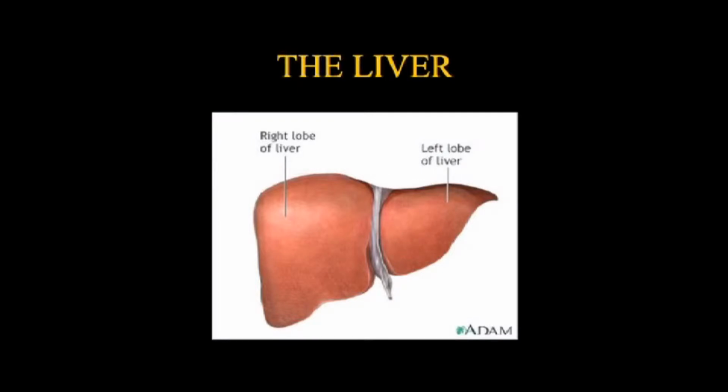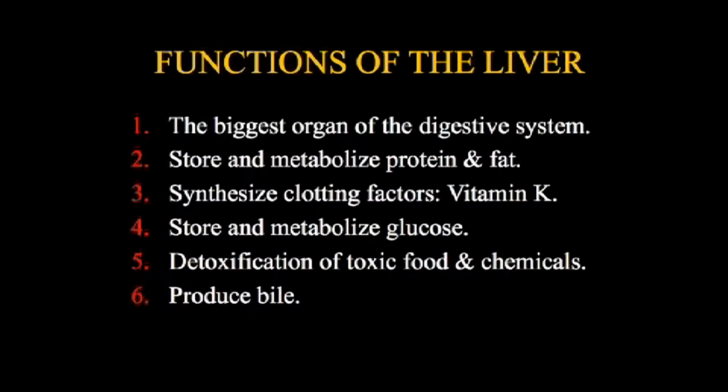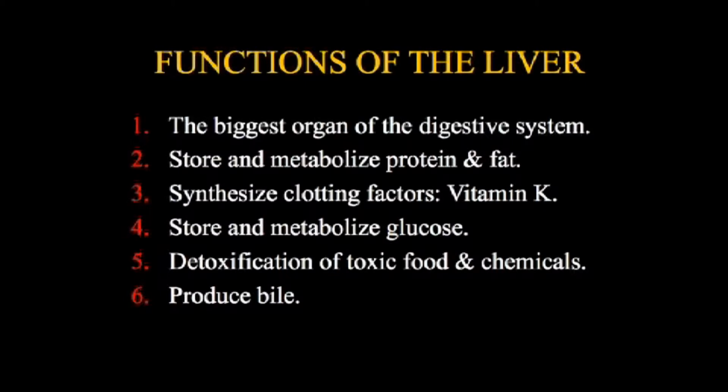First, it stores and metabolizes protein and fat. It also metabolizes and forms the clotting factors, especially vitamin K. It can store and metabolize glucose in response to the demand of the body. It also plays a role in the detoxification of toxic substances, food or chemicals when we ingest them into the body. And finally, it produces bile to help digest the fat when we eat.